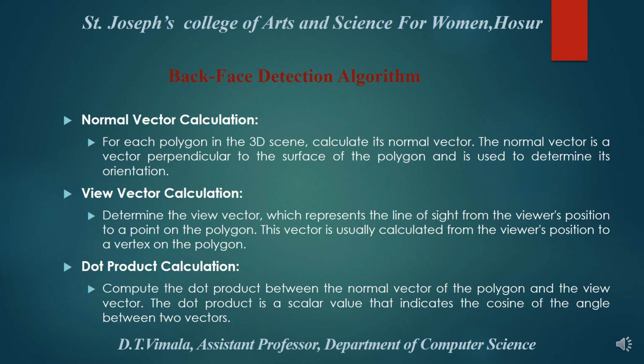Determine the view vector, which represents the line of sight from the viewer position toward a point of the polygon. The vector is usually calculated from the viewer's position to a vertex on the polygon. Next, dot product calculation. Compute the dot product between the normal vector of the polygon and the view vector. The dot product is a scalar value that indicates the cosine of the angle between two vectors.